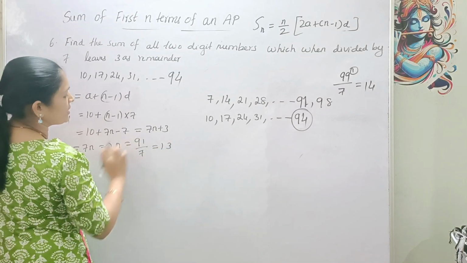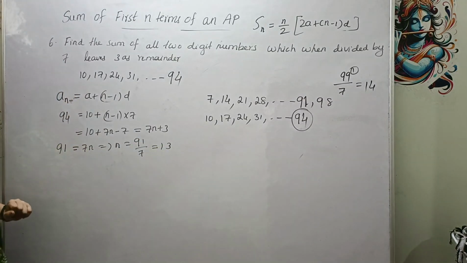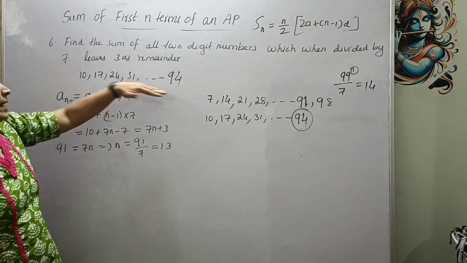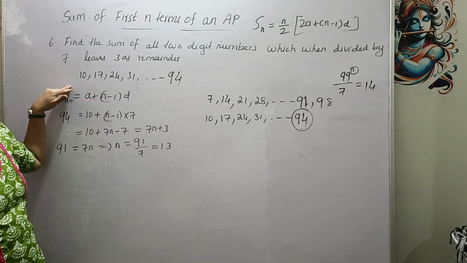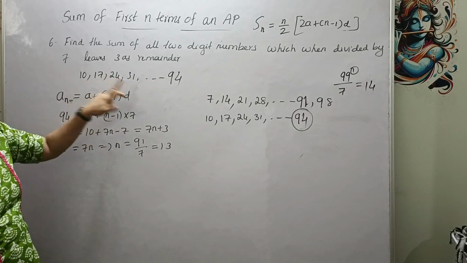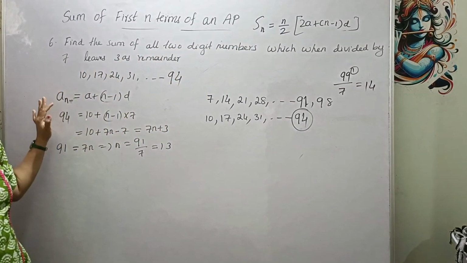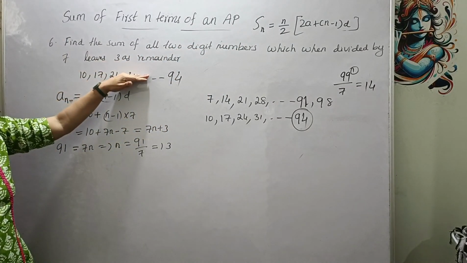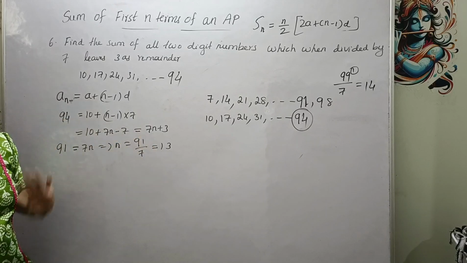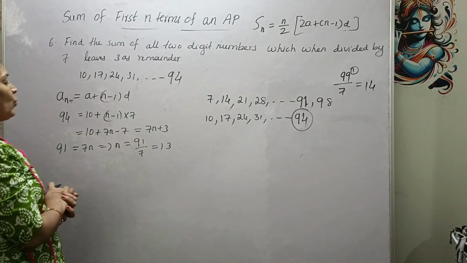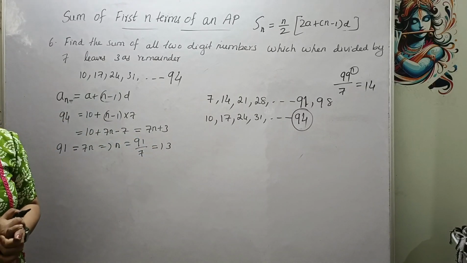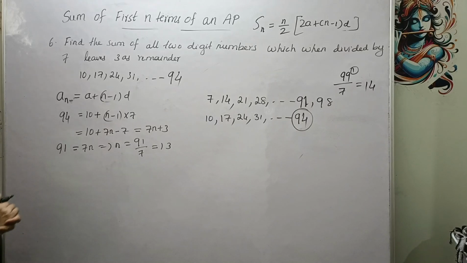7 ones are 7, 7 threes are 21. Okay. So n is equal to 13. That means there are 13 terms. Means there are 13 two-digit numbers which when divided by 7 leave 3 as remainder. Okay. There are 13 numbers. Okay. Now we have got the value of n. Then next we have to find the sum.